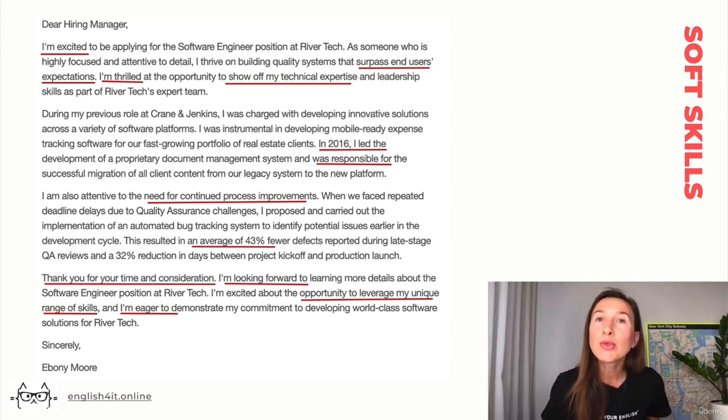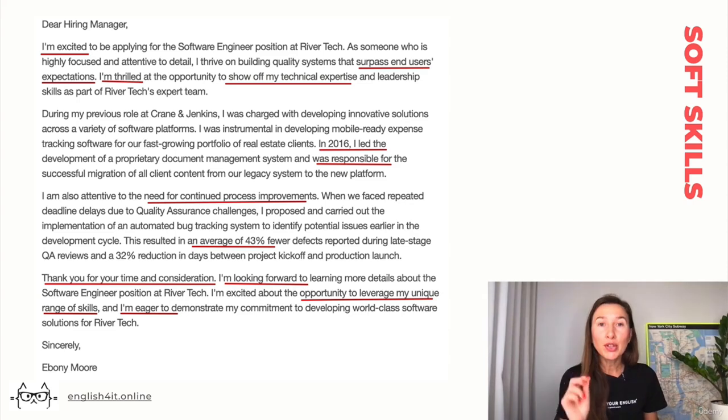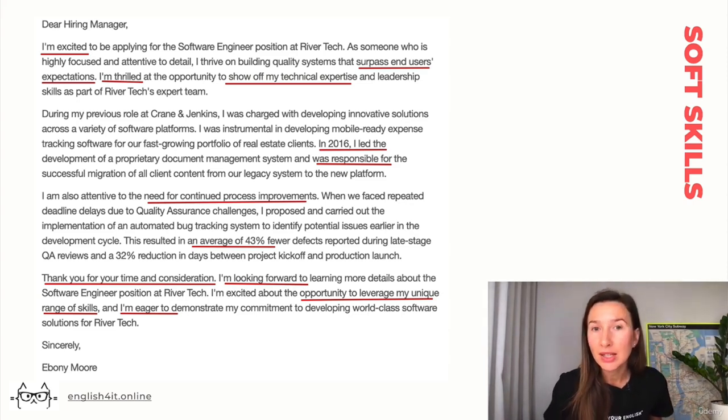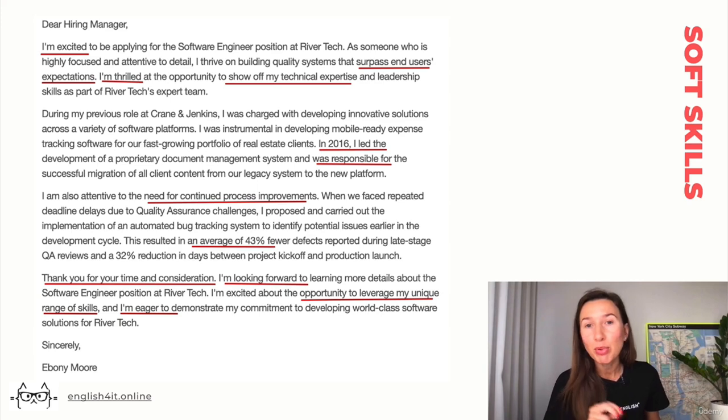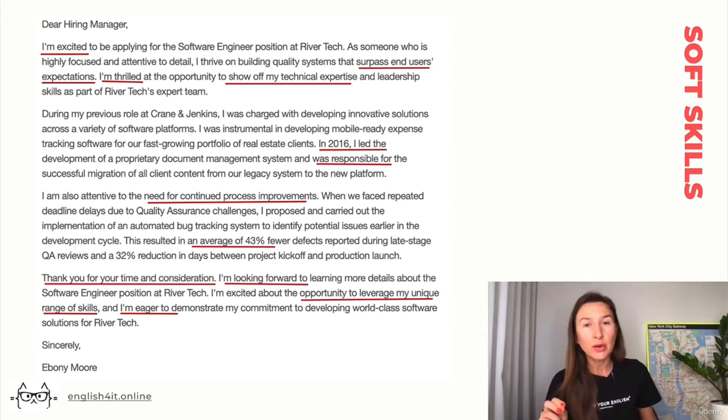And then the most important part here, the person lists results in numbers here, right? So this resulted in an average of 43% fewer defects reported during late stage QA reviews and a 32% reduction in days between project kickoffs and product launch.